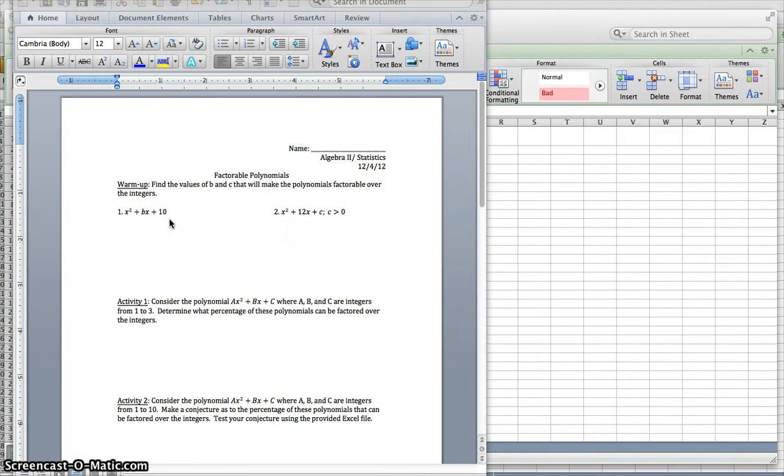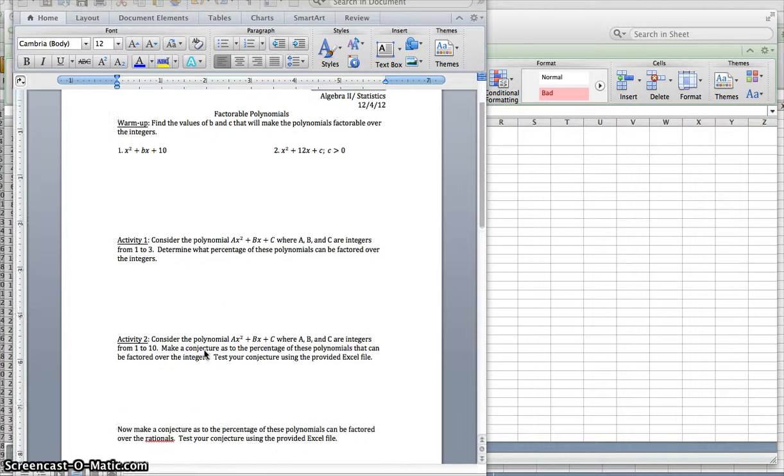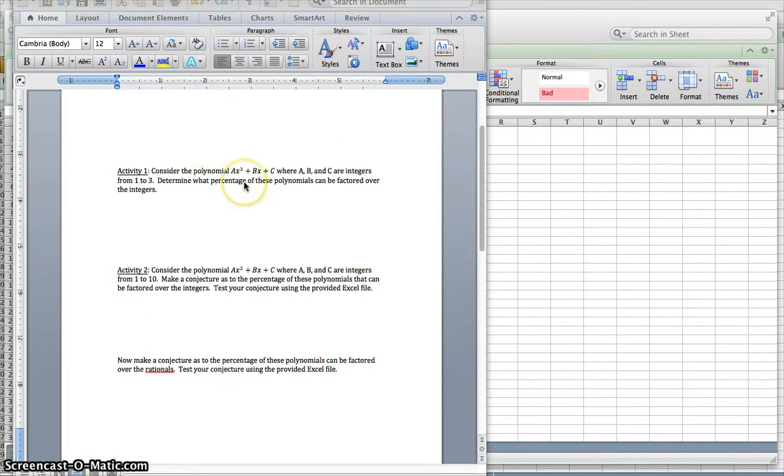Our hope is that this will get the students to start thinking about the AC method or the quadratic formula. After that, we're going to move on to this next activity. We're going to give them the polynomial ax squared plus bx plus c, where a, b, and c are integers from 1 to 3. And then we want them to determine what percentage of these polynomials can be factored over the integers. Our hope is that they'll just go ahead and use the brute force method and figure out the exact number. So they would list all 27 possible polynomials, determine which ones are factorable using either the AC method or quadratic formula, and then however many are factorable, put that number over 27 to determine the percentage.